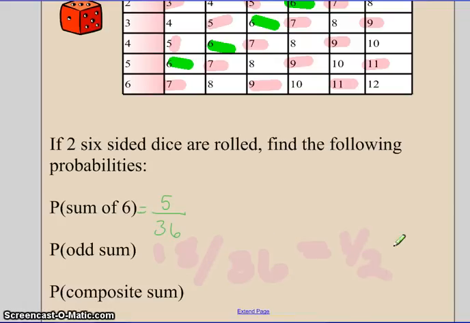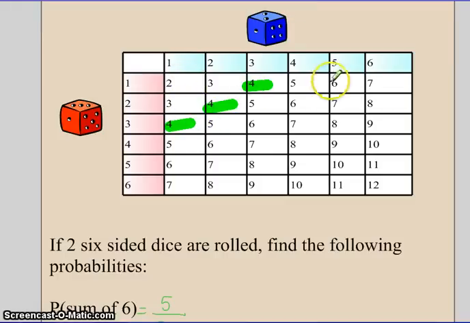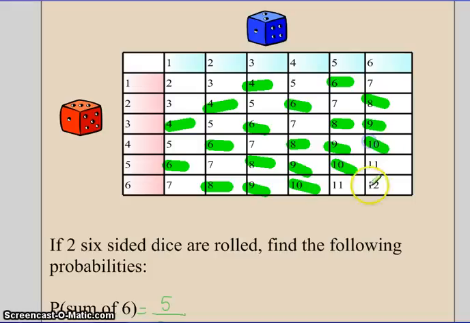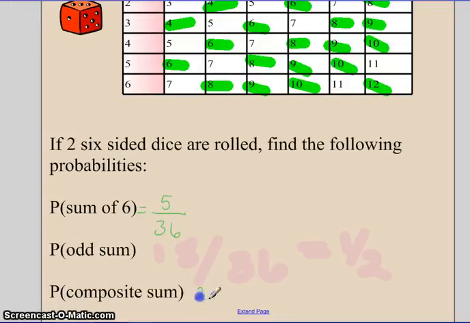A composite sum, what's composite? If you said the opposite of a prime, you are correct. So it's anything that's not prime. So we're finding a sum that is composite. Well, 2 is prime, 3 is prime, 4 is composite, 5 is prime, 6 is composite, 7 is prime, 8 is composite, 9 is composite because 3 times 3 equals 9, 10 is composite, and 12 is composite. So if we count all these up, we end up with 21 out of 36, and we can simplify that because 3 goes into 21 7 times and into 36 12 times.